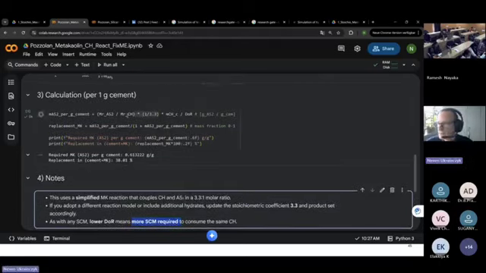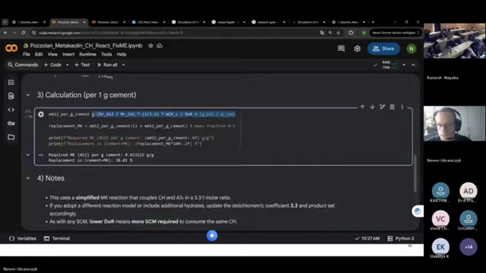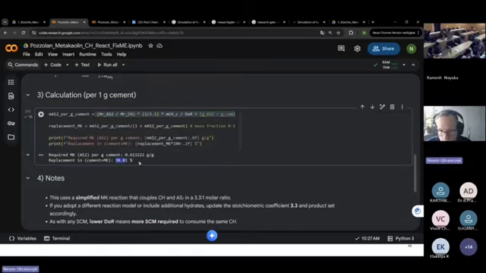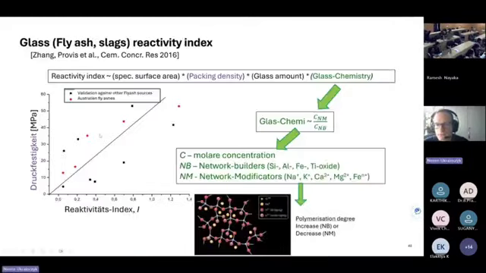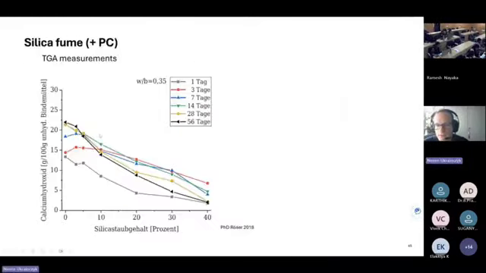So with this we finalized our model, and then we can again compare. So how much do we get? We get that we need 38% replacement of metakaolin to fully consume portlandite. And now if we go back to our slides, we can compare with TGA measurements, with experiments.